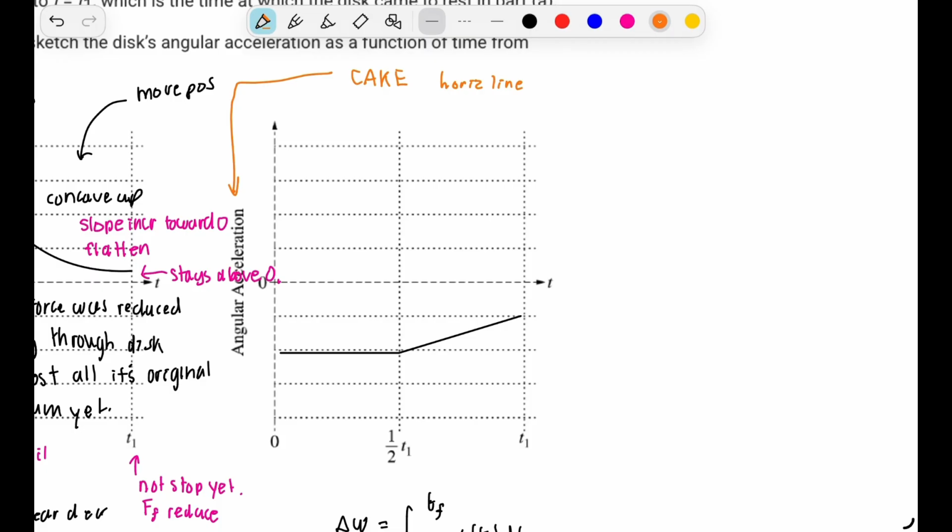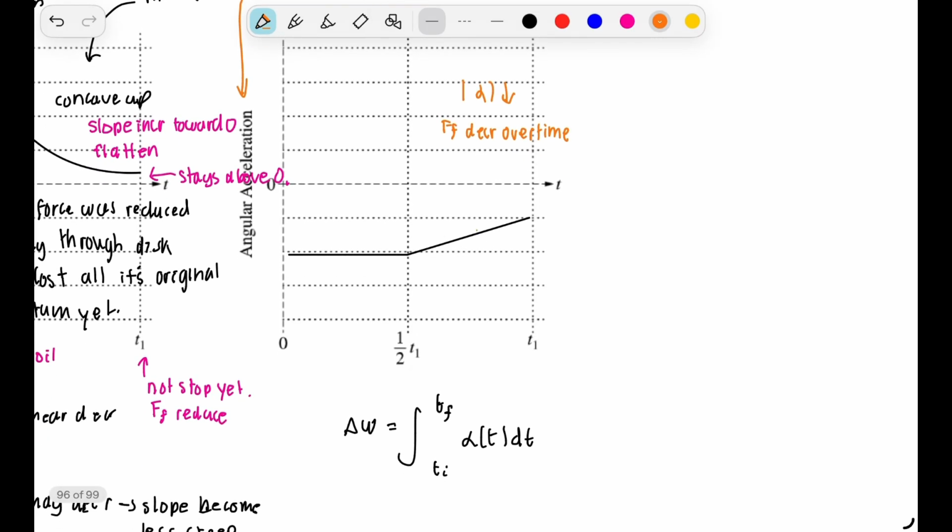But here, after the oil, you're going to have a friction that is going to decrease over time. So here your FF decreases over time. That means that the magnitude of your angular acceleration is going to decrease. So then your graph is going to be a constant negative and it's going to increase towards 0. But it's still going to remain negative, because the friction is slowing the disk. It's still going to be underneath 0.